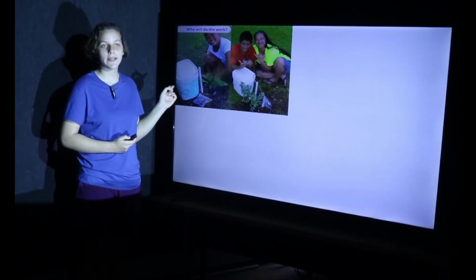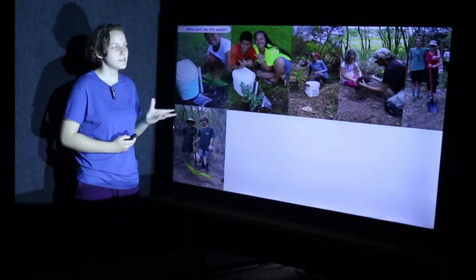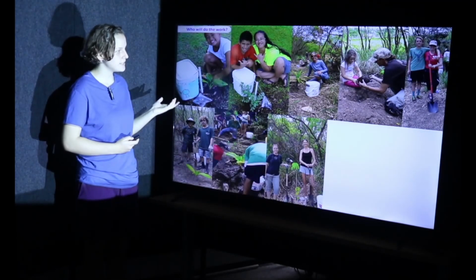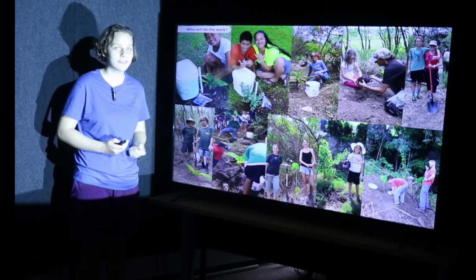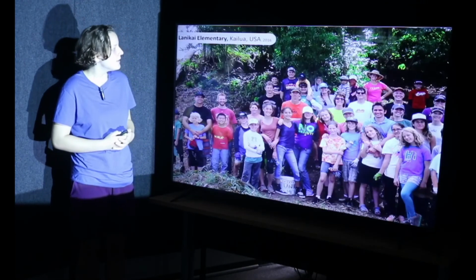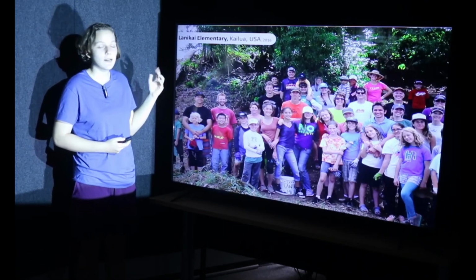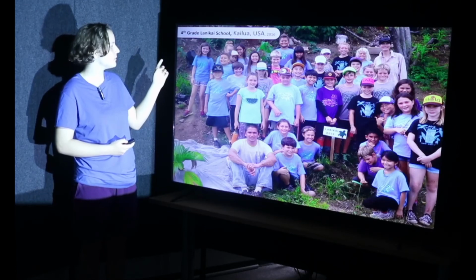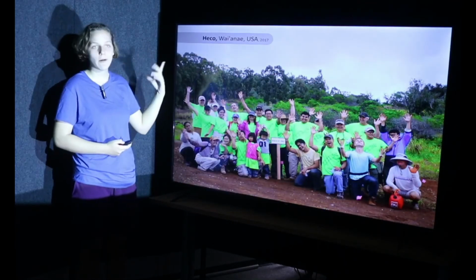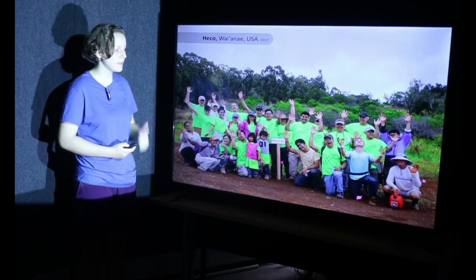So here's some of the pictures from our first plantings. You can see everyone having a good time, planting trees, etc. Those are some pictures of me from so many years ago. Here are some of the groups and organizations that we've worked with. We worked with Lanikai, a military school, Lanikai again, HICO, that was our very first organization that we planted with. Pretty cool.